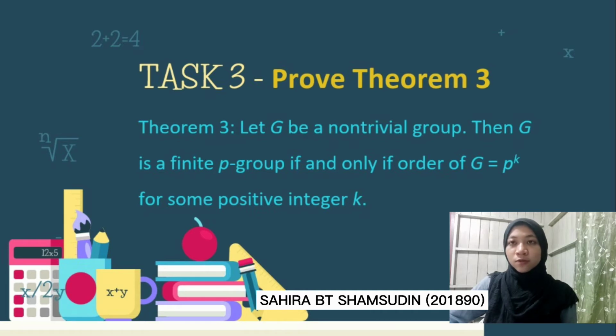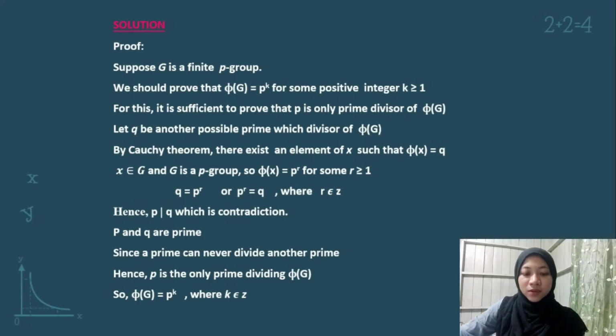Task 3 asks to prove theorem 3. Theorem 3: let G be a non-trivial group. Then G is a finite P group if and only if the order of G equals P to the power of K for some positive integer K. For the solution, we let G be a finite P group. We must prove that the order of G is equal to P to the power of K for some positive integer K greater than or equal to 1.